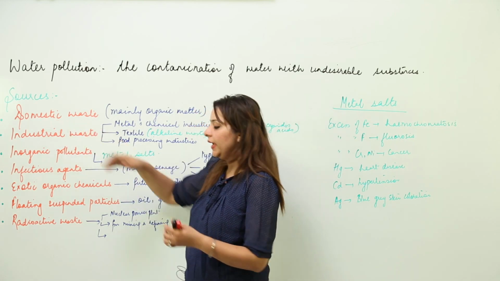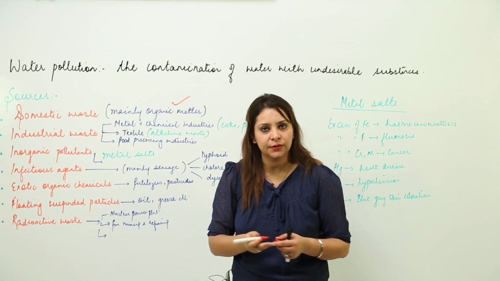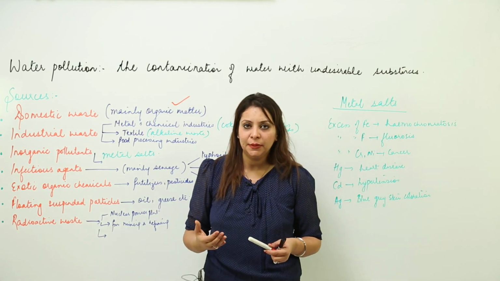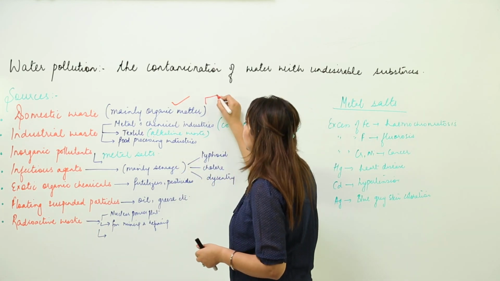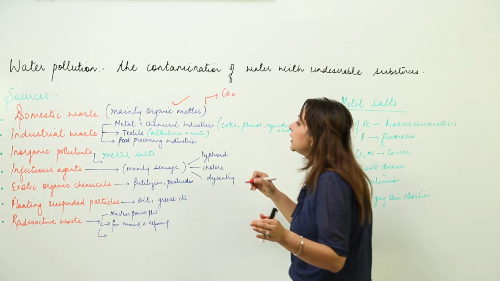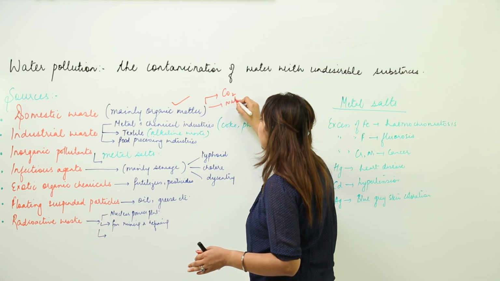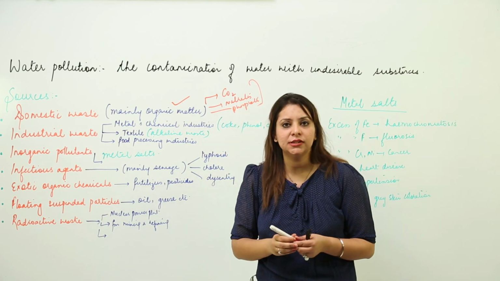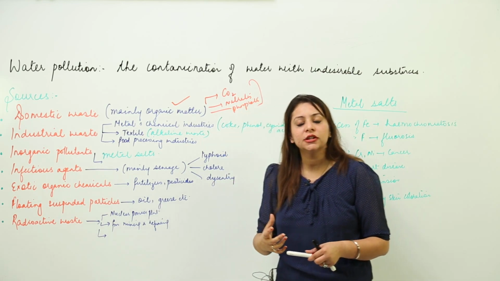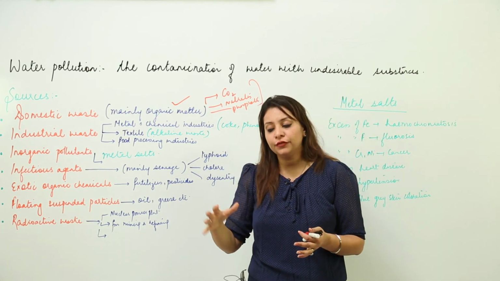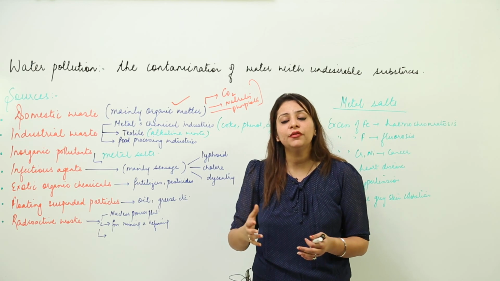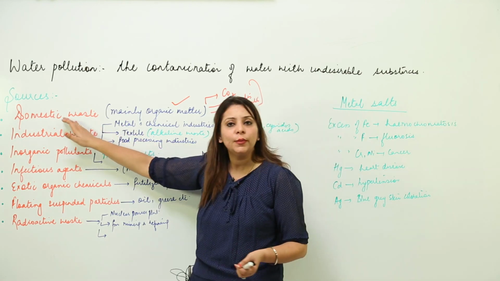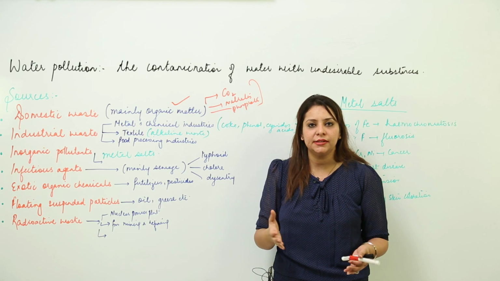This domestic waste consists mainly of organic matter. The microorganisms present in the water start decomposing this organic matter, and when they do oxidation, they convert the organic matter into CO2, nitrates and phosphates. For this they need oxygen, so the oxygen level of the water falls, and whenever the oxygen level falls in the water, obviously aquatic life will suffer. So this is the first source, domestic waste, that harms the water bodies.